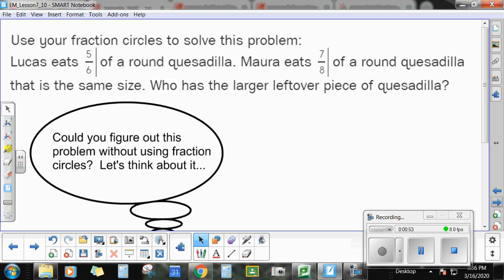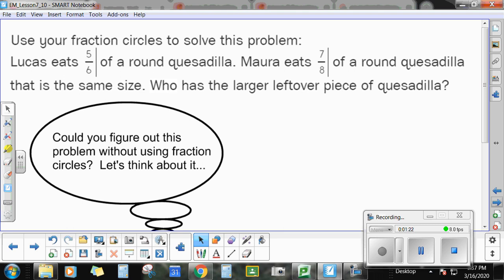All right, so I want you to use your fraction circles to solve this problem. Lucas eats 5/6 of a round quesadilla, and Mara eats 7/8 of a round quesadilla. That is the same size. Okay, so their quesadillas started out the same size. They have the same whole. Who has the larger leftover piece of quesadilla? So it's wanting to know who has the larger leftover piece.